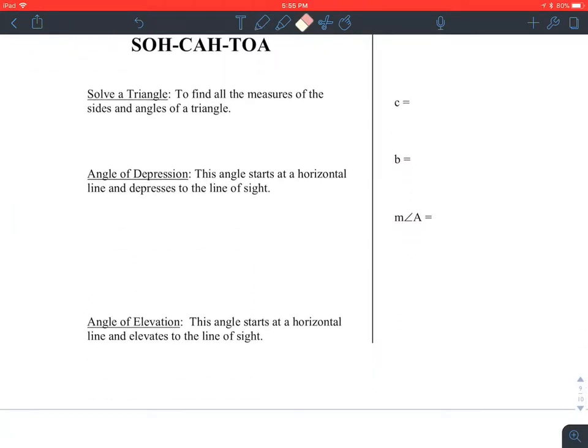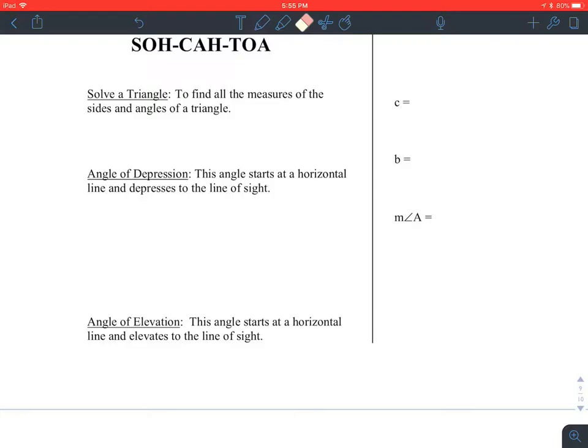To solve a triangle, it's a definition. It means to find the measures of all the sides and all the angles. Every triangle has three sides, so that's three lengths, and it has three angles. So you'd find the measures of those three angles.